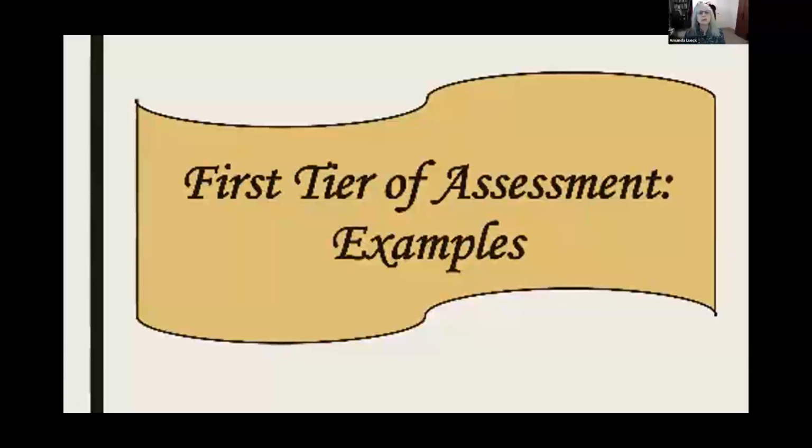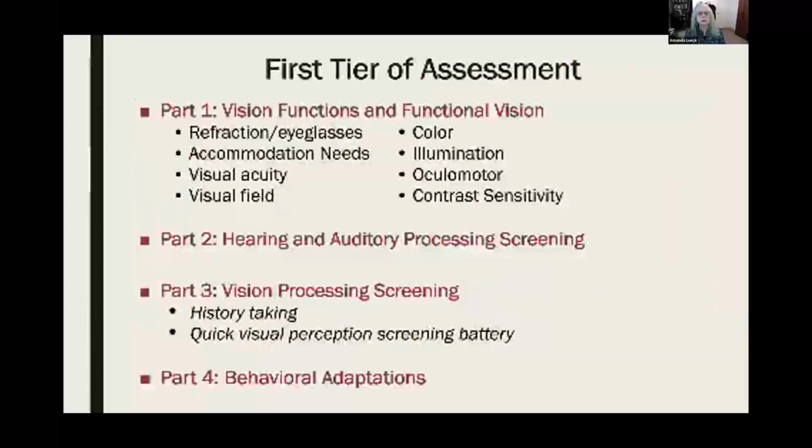So the first tier of assessment, I mentioned functional vision and visual functions, and that includes refraction and eyeglasses, which you would pull from the history. If you're a TVI, you would need this information and with a multidisciplinary assessment from an optometrist or ophthalmologist.